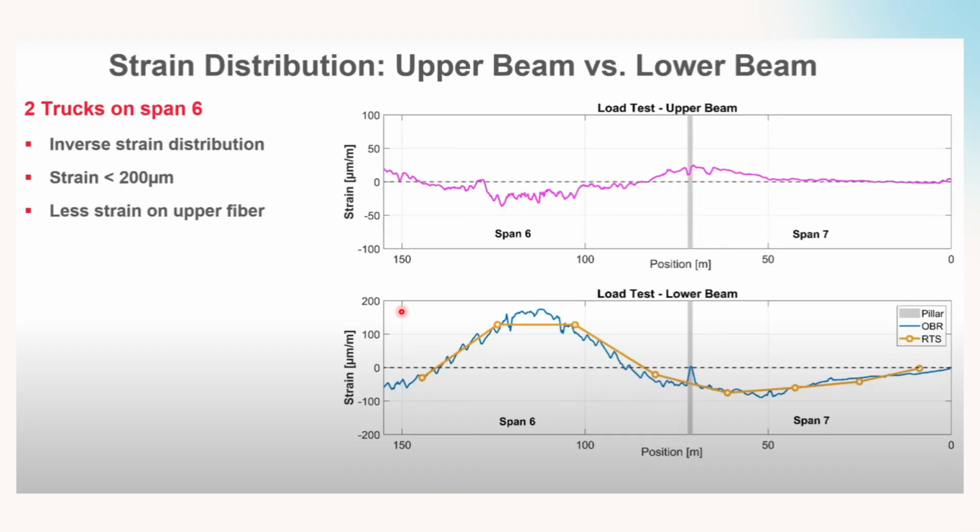and distribution, upper beam with the lower beam, because they have two kinds of beams. One is the upper side of the bridge and one is the lower side of the bridge. The inverse strain distribution, and the strain is 200 less on the upper fiber, which means the lower beam has more sensitivity than the upper beam.